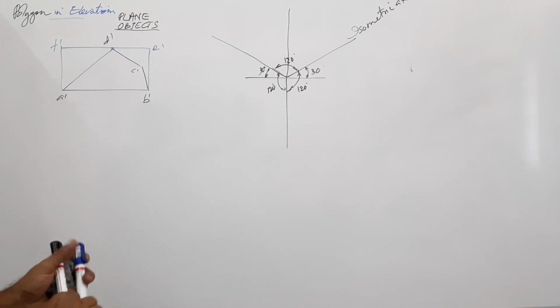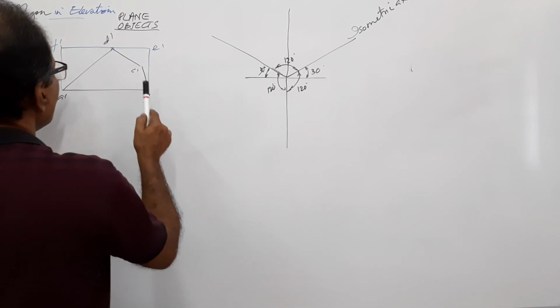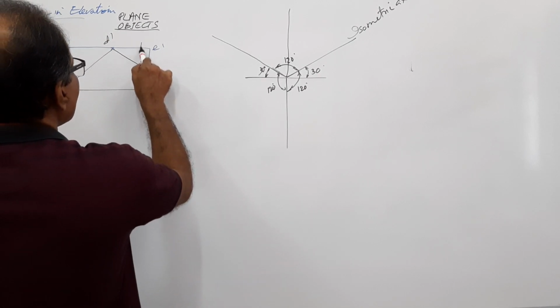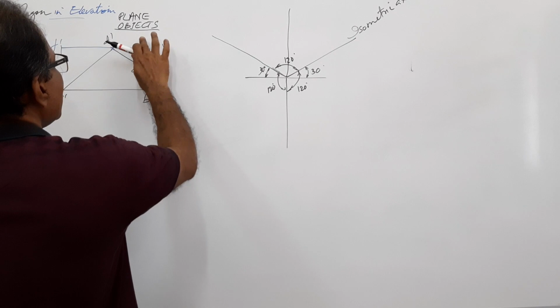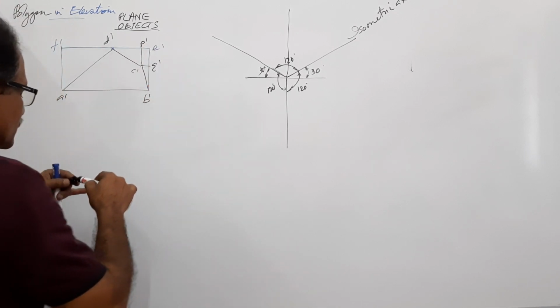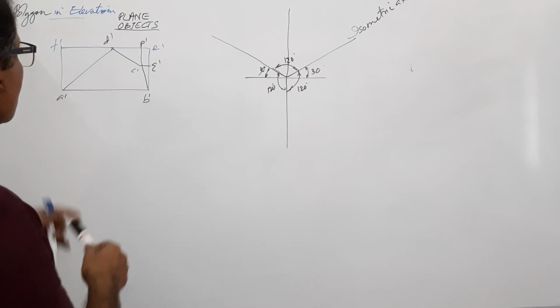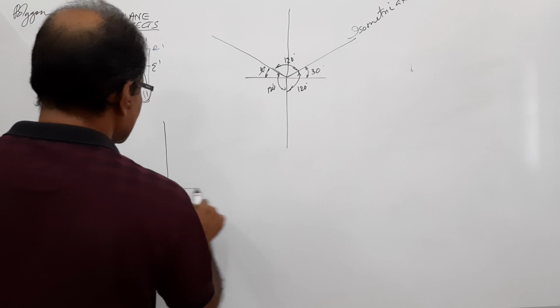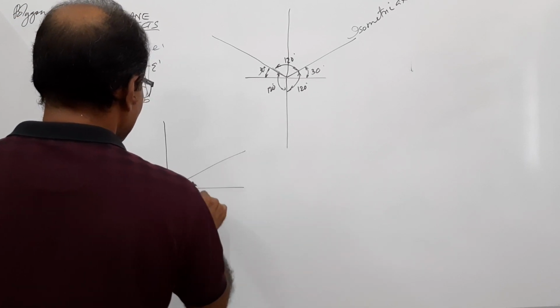Two points of the polygon are already here. One point is here. Through C dash, draw a vertical line and a horizontal line. And name this P dash and name this as Q dash. Agreed? And reproduce ABEF. How do you do that? I take this as y axis, this as x axis, 30 degree axis.